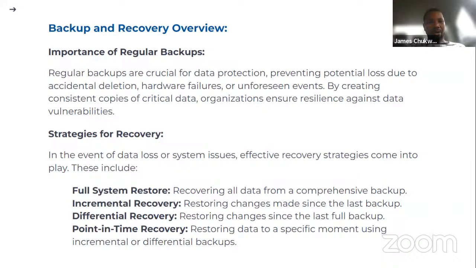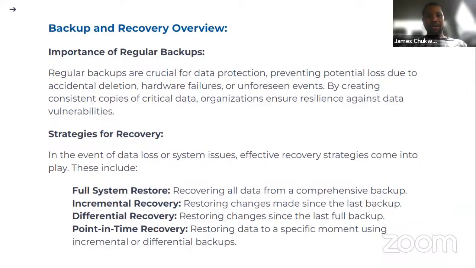Then, importance of regular backup. Regular backups are crucial for data protection, preventing potential loss due to accidental deletion, hardware failures, or unforeseen events. By creating consistent copies of critical data, organizations ensure resilience against data vulnerability. I'm sure we all understand why you must have regular backups, and part of it is data protection. There will always be cases of accidental deletion, sometimes deleting files mistakenly, and sometimes potential loss that might not be preventable in some instances.